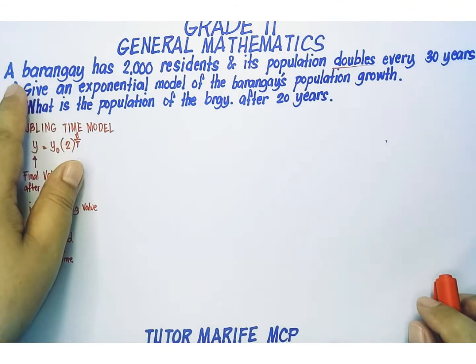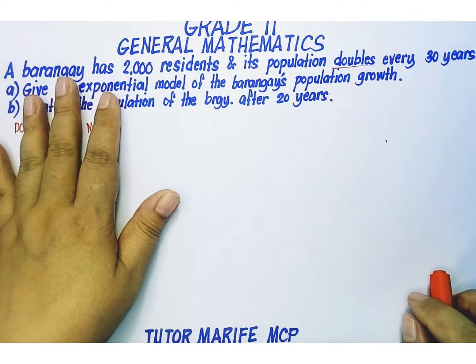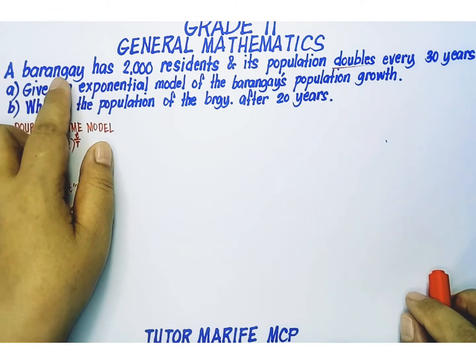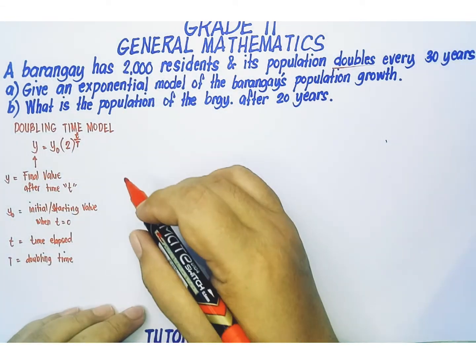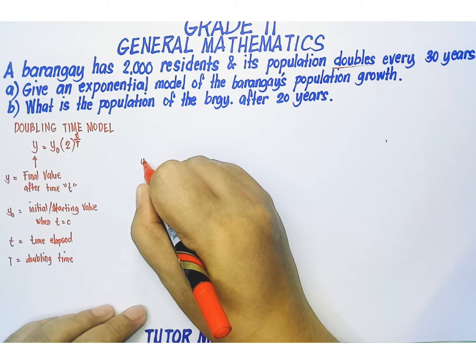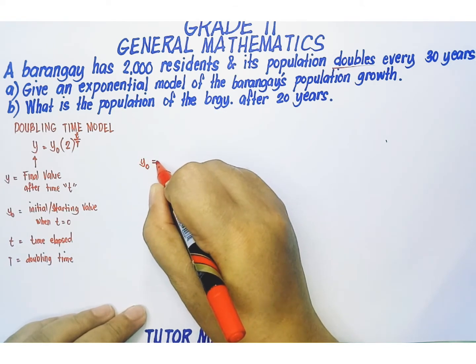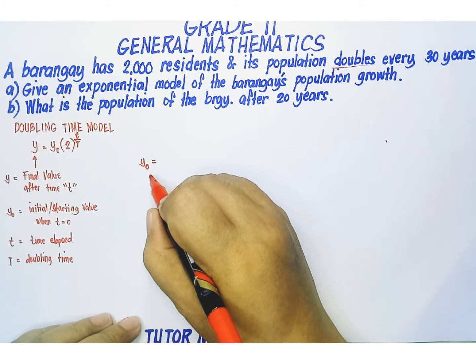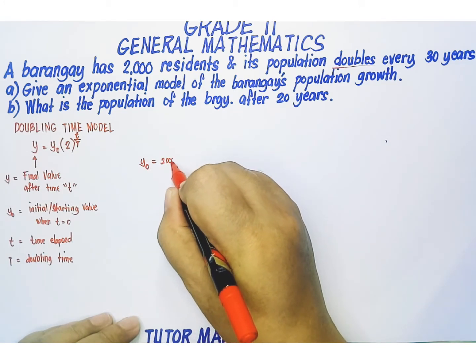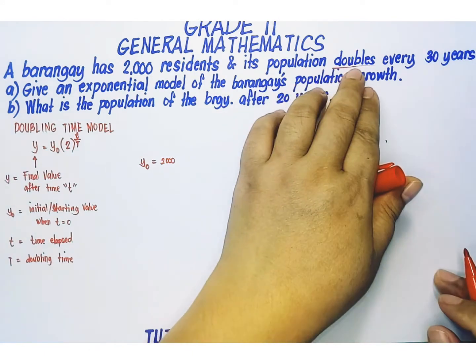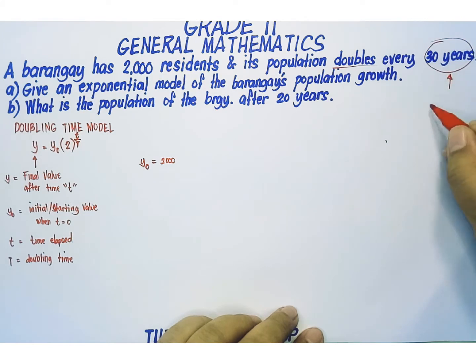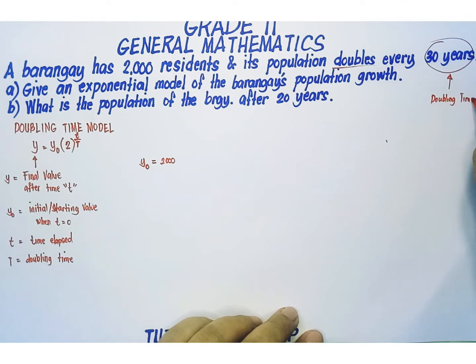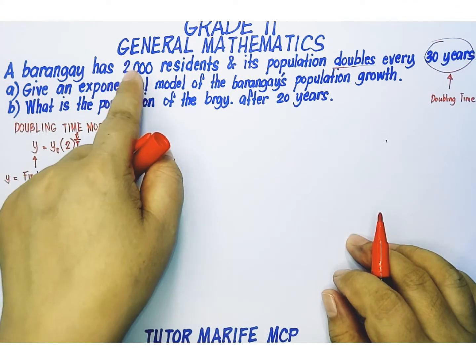Okay. So, balikan natin yung first statement. Actually, we only have one statement. So, a barangay has 2,000 residents. Ano itong 2,000 residents na to? That's the initial or starting population of the barangay. That's our y sub 0. We have 2,000. And its population doubles every 30 years. This is your doubling time. It's the amount of time it takes for the population to double.